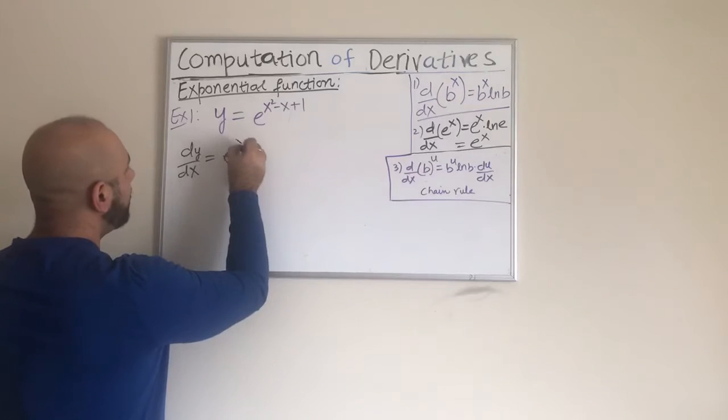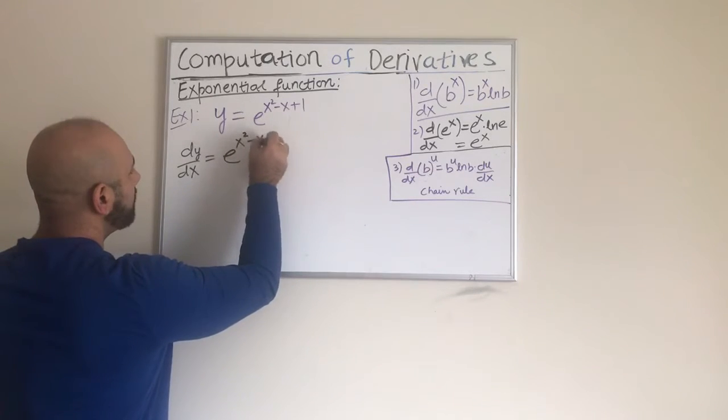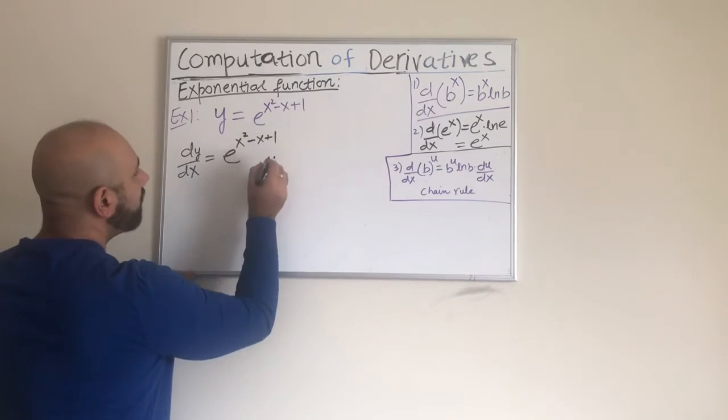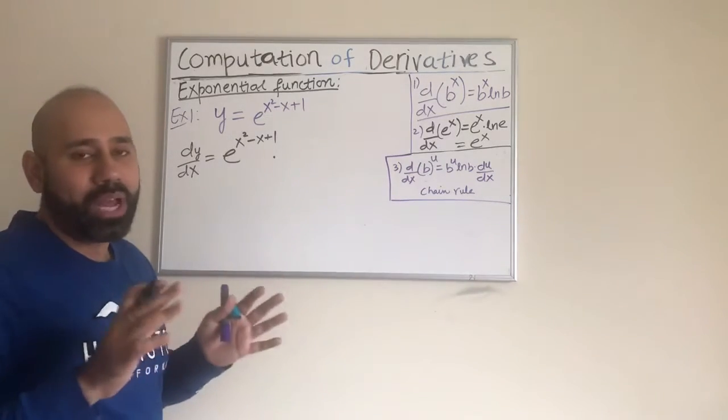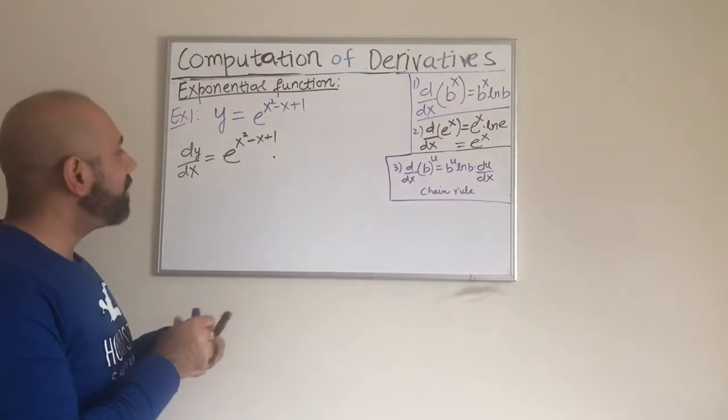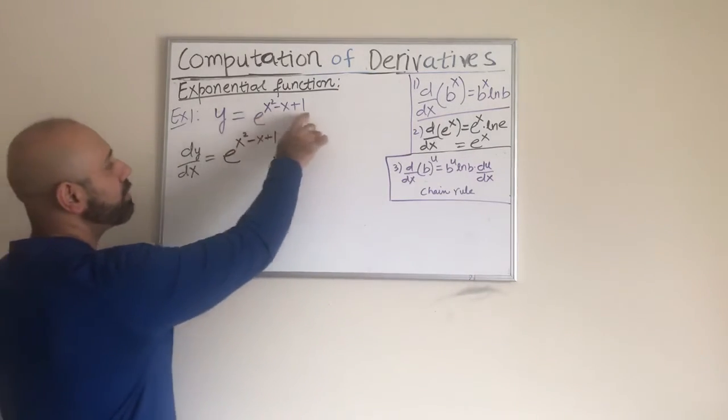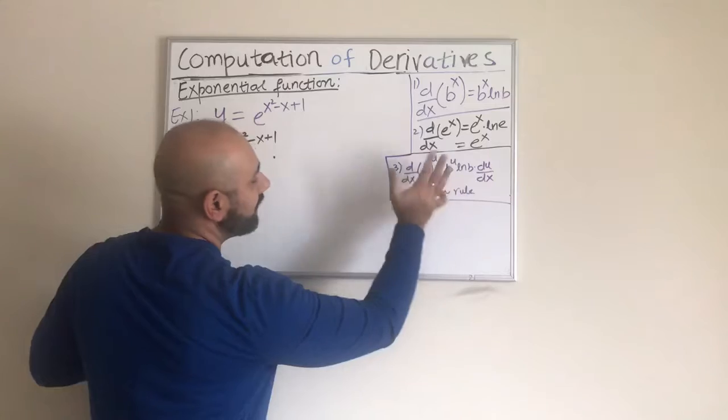So I'm going to just write e to the power x squared minus x plus 1. And then of course I have to multiply by the ln of e, but we know ln of e is just 1, so that's why we don't have to really write it. But then we also have to multiply by the derivative of this exponent, which you can also think of as a chain rule.